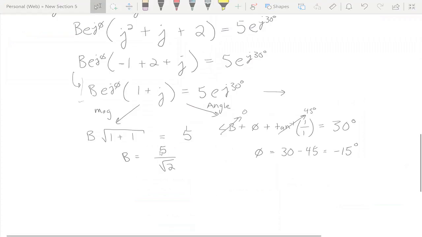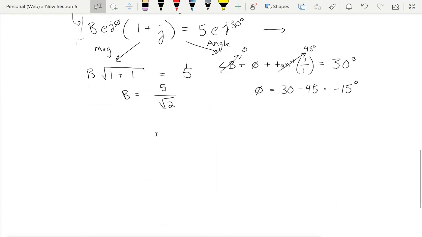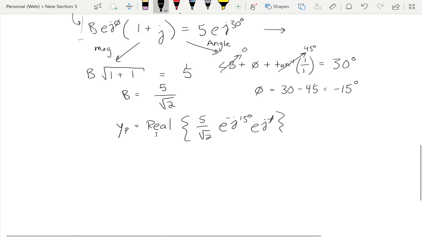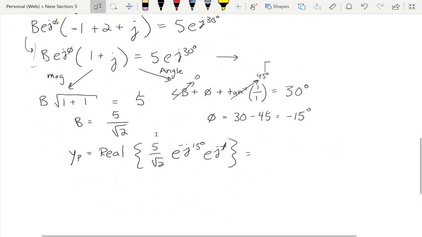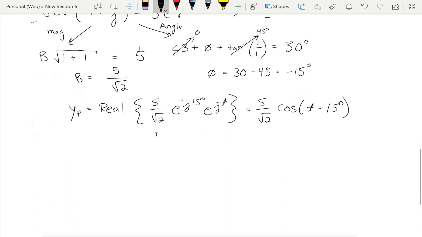Now I have my particular solution. My particular solution is the real part of 5 over square root of 2 e to the j minus 15 degrees times e to the jt. How should I really write that? It's 5 over square root of 2 cosine of t minus 15 degrees, like that. So I've got that result worked out at this point.